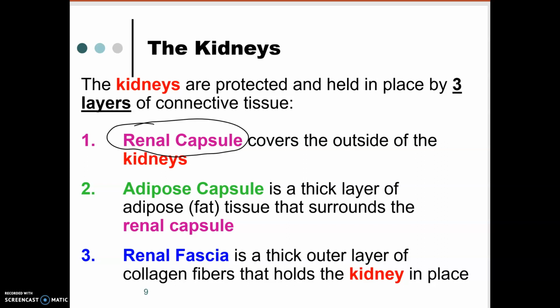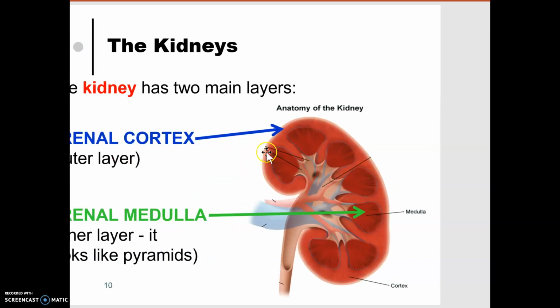And on the outside of that fat, we're going to find another layer of connective tissue called the renal fascia. This fascia is a thick layer of connective tissue, collagen fibers, and that tissue is going to serve to hold that kidney in place where it should be, behind the peritoneal cavity. So those are the 3 layers on the outside of the kidney that help protect it and also to hold it in place. All right.